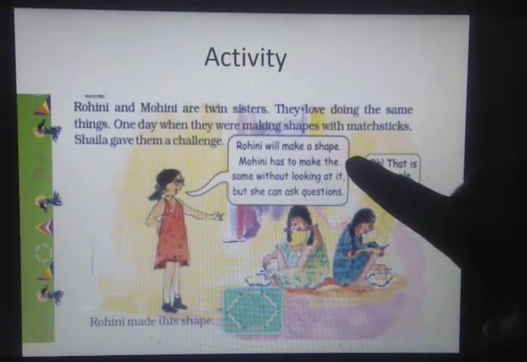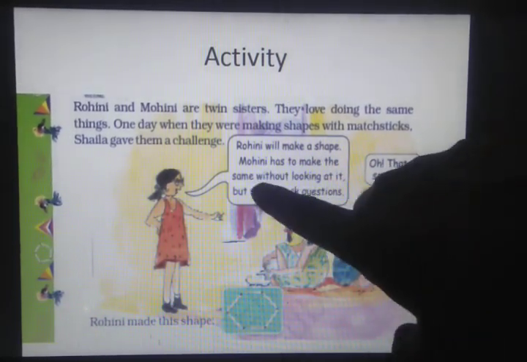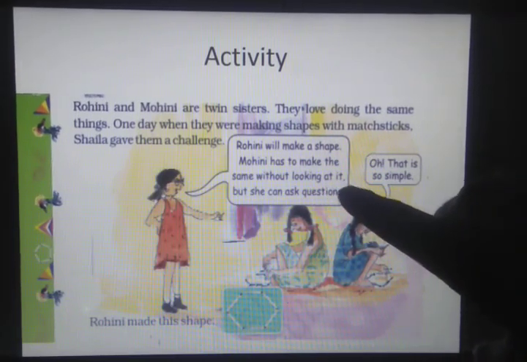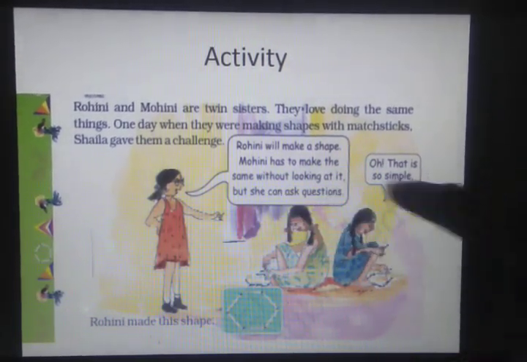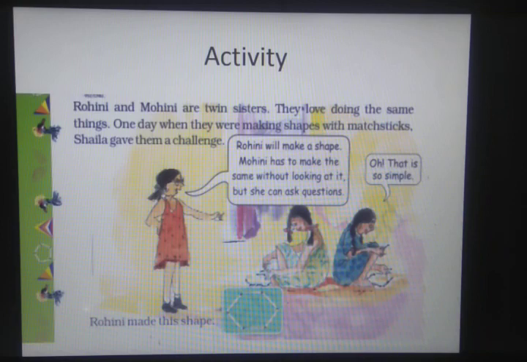Rohini will make a shape. Mohini has to make the same shape without looking at it, but she can ask questions. So here is the challenge she gave. Now both sisters started making: Rohini started making a shape, and Mohini also has to make that shape by asking questions. Mohini doesn't have to see the shape Rohini has made, but she can ask questions and she has to make a shape.